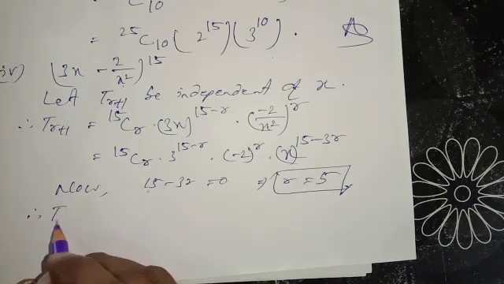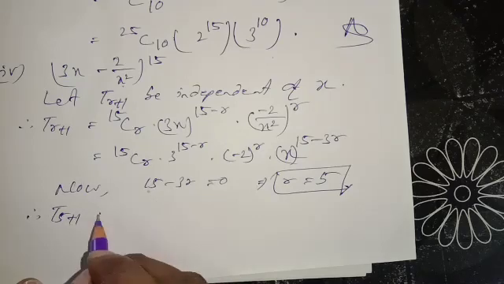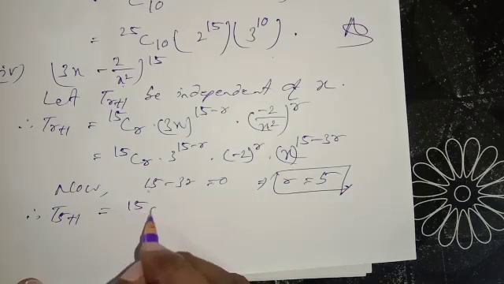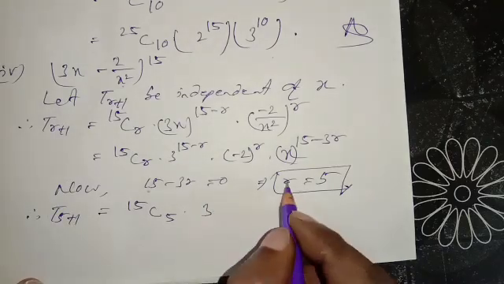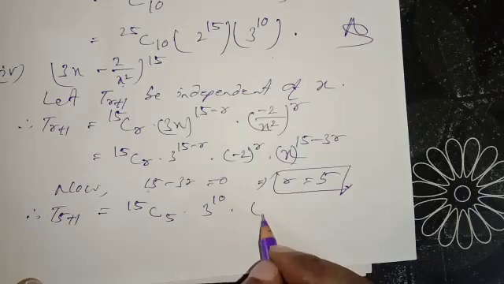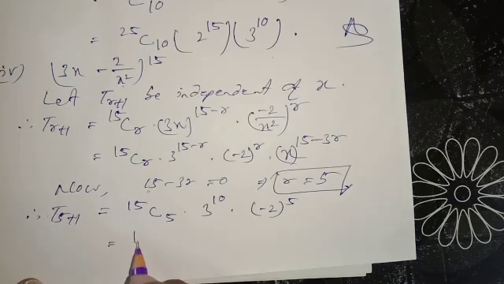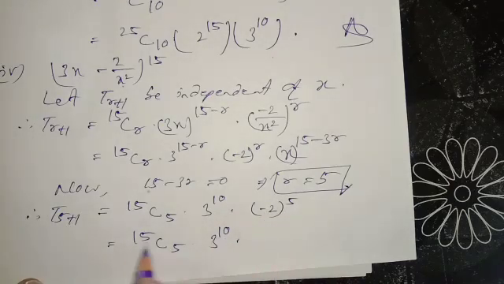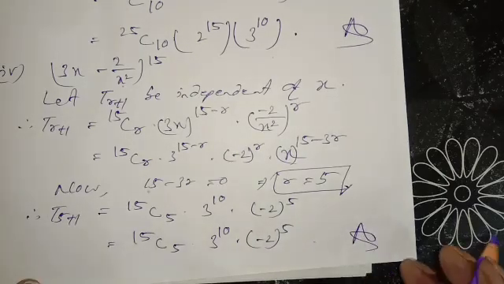Therefore, t5 plus 1, that means the sixth term, is independent of x. So to find that term, put the value of r equal to 5 here. This is 15C5, 3 to the power 15 minus 5, which is 10, then (−2) to the power r, here 5. Then 15C5 3^10 is a big number. It is (−2)^5. A minus sign will come; keep it as minus 2 whole to the power 5. This is the answer.